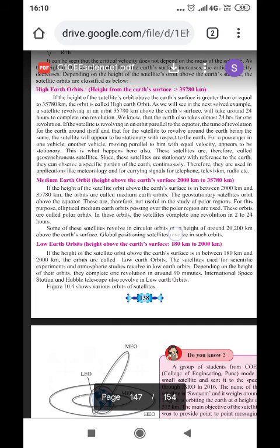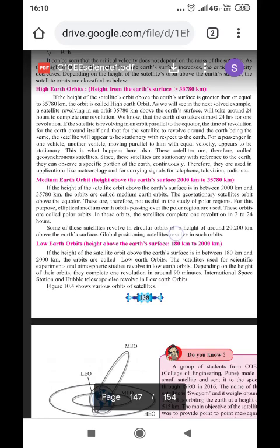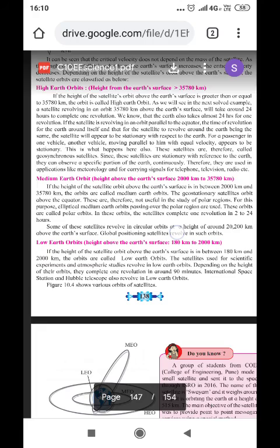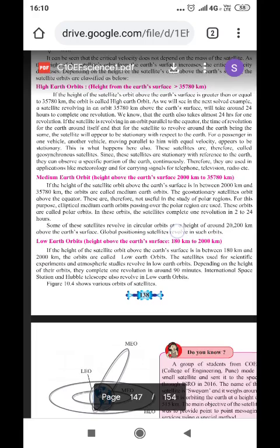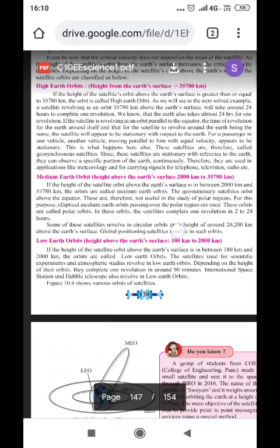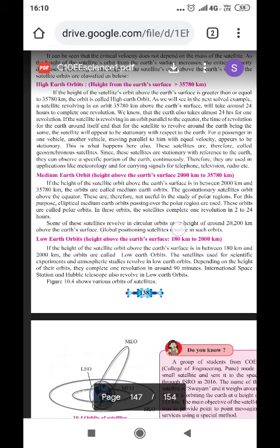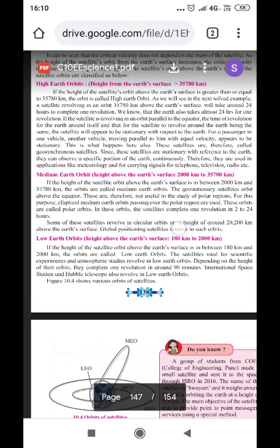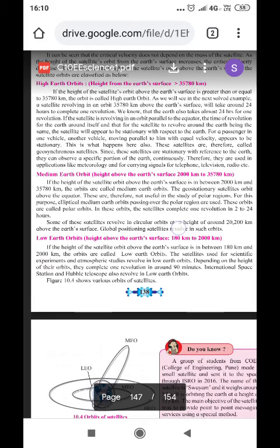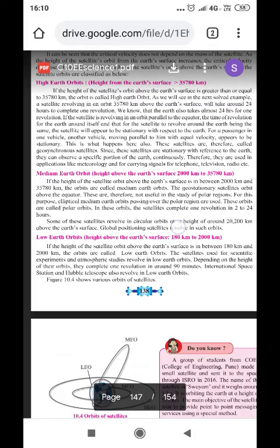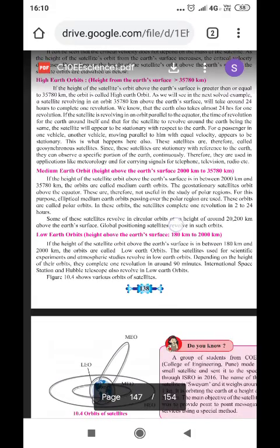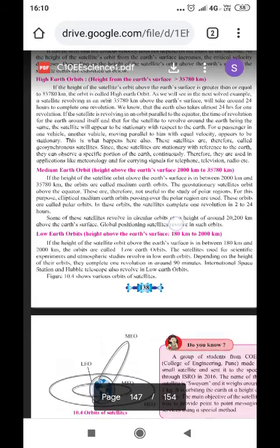We know that Earth also takes almost 24 hours for one revolution. The satellite is revolving in an orbit parallel to the equator. The time of revolution for the Earth around itself and for the satellite to revolve around the Earth being the same, the satellite will appear to be stationary with respect to the Earth. Now, for a passenger in one vehicle, another vehicle moving parallel to him with equal velocity appears to be stationary. This is what happens here also. These satellites are therefore called geosynchronous satellites.